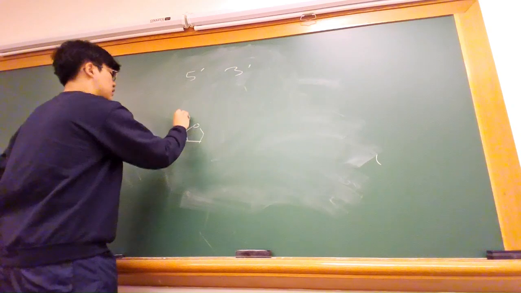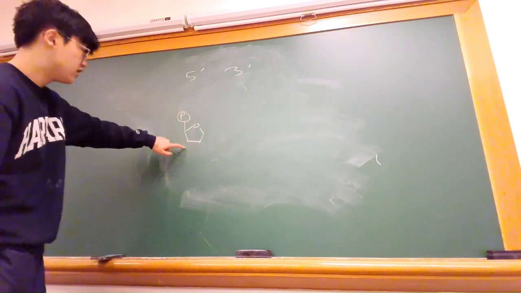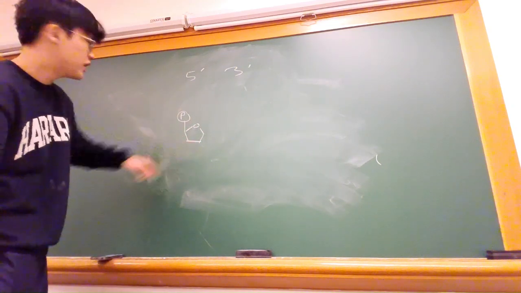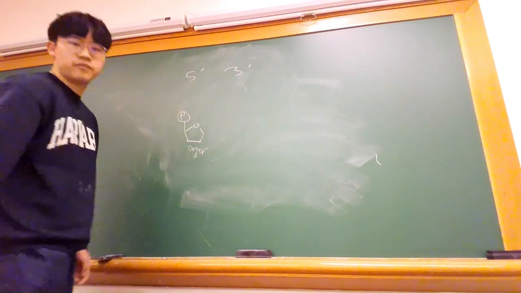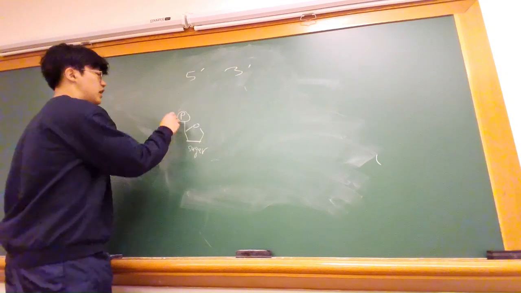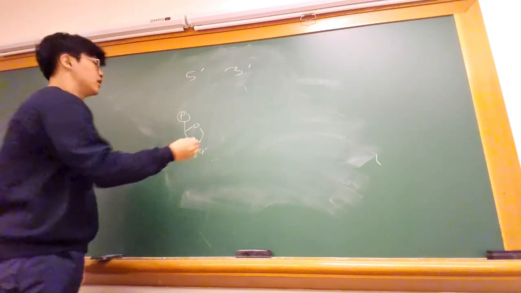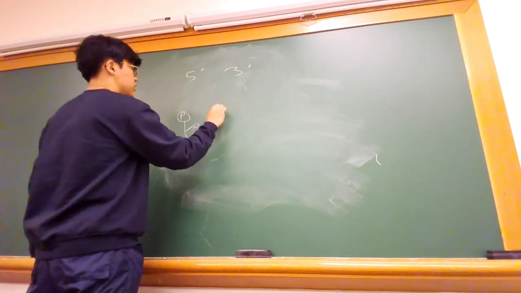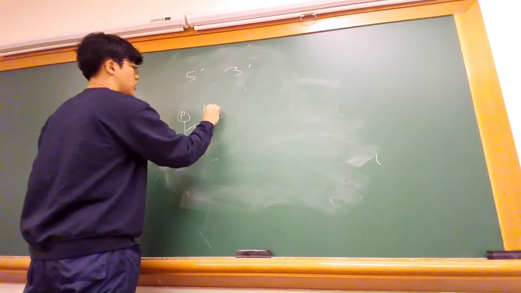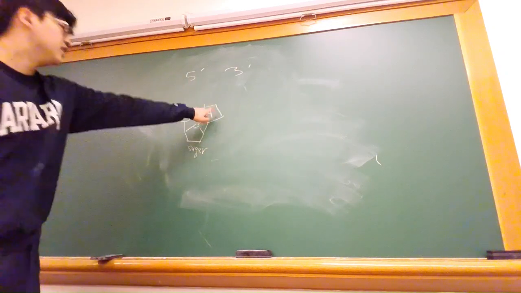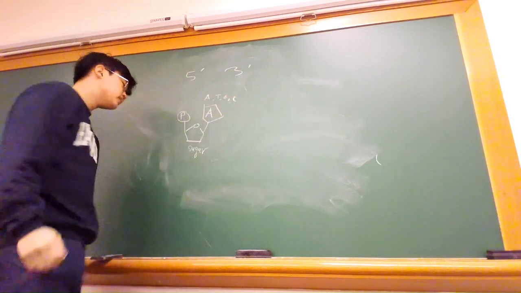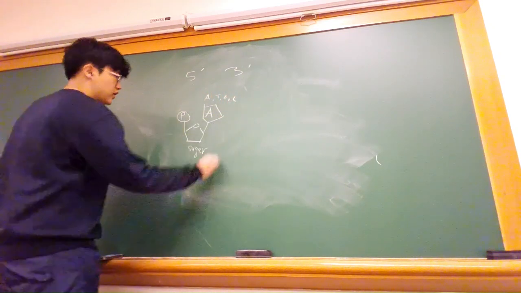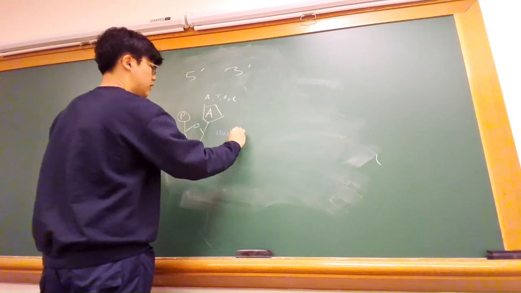So we have our sugar, which in DNA is deoxyribose, right? Then we have the P, the phosphate group. Then we have our nitrogenous base. So let's say A, for example, adenine, it could be A, T, G, or C. So here's our basic nucleotide.